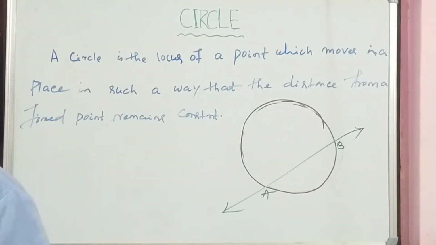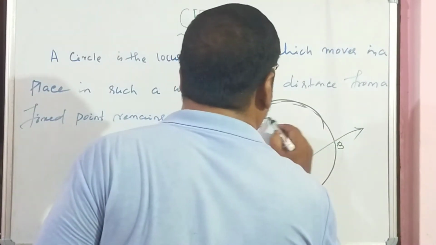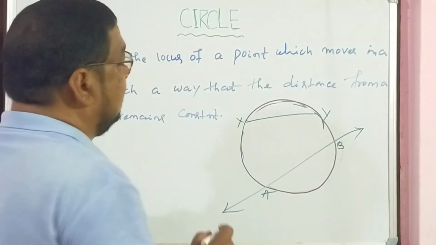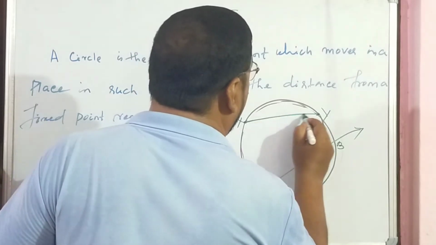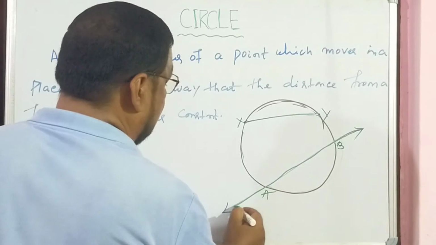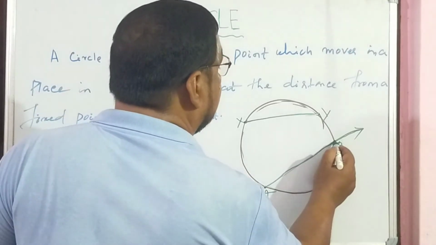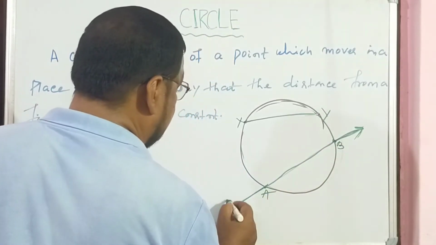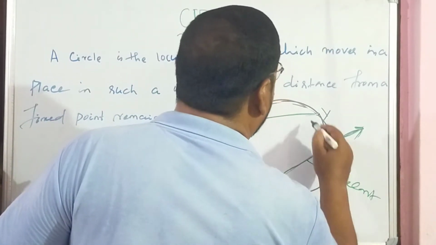Then what is the difference between a secant and a chord? This is the chord. XY is the chord, because it joins 2 points on the circle. But this is a line which is passing through the circle and intersects the circle in 2 points. This line extends beyond this, and also beyond this. This is a secant. And this is a chord.